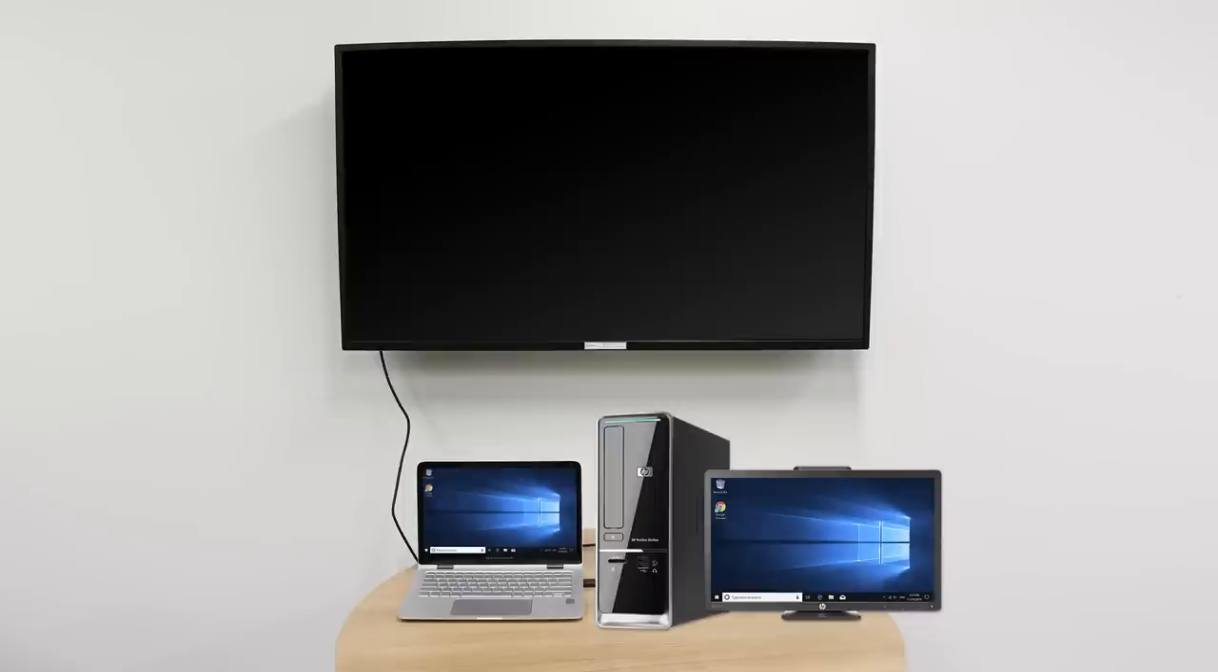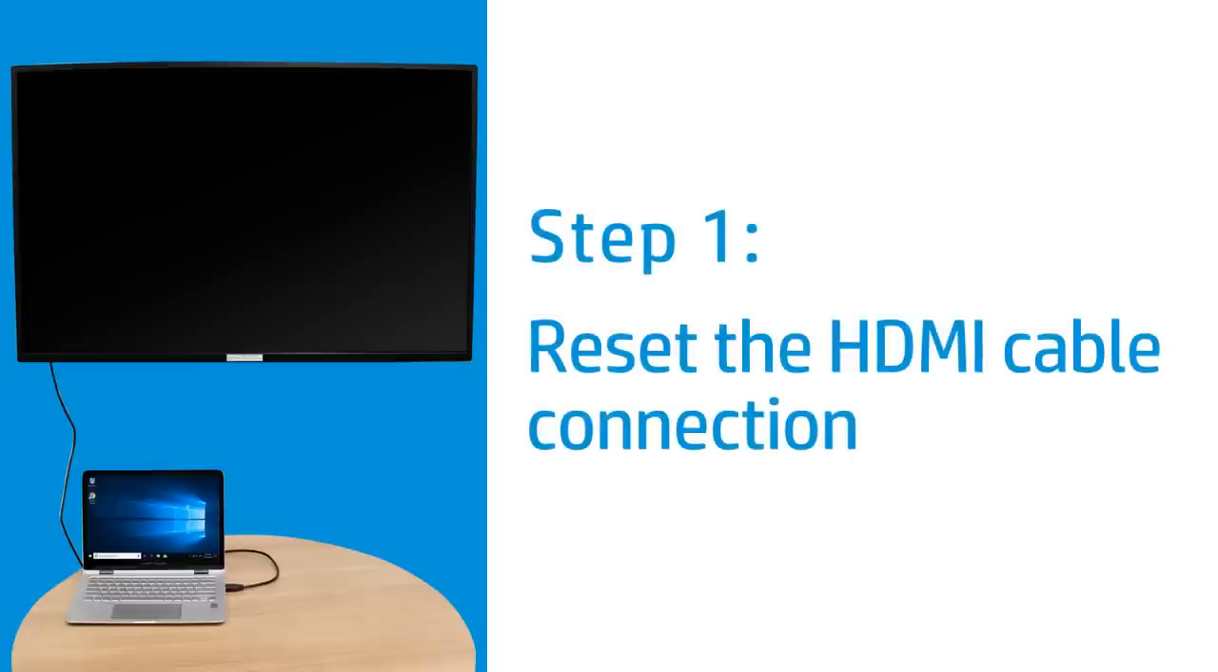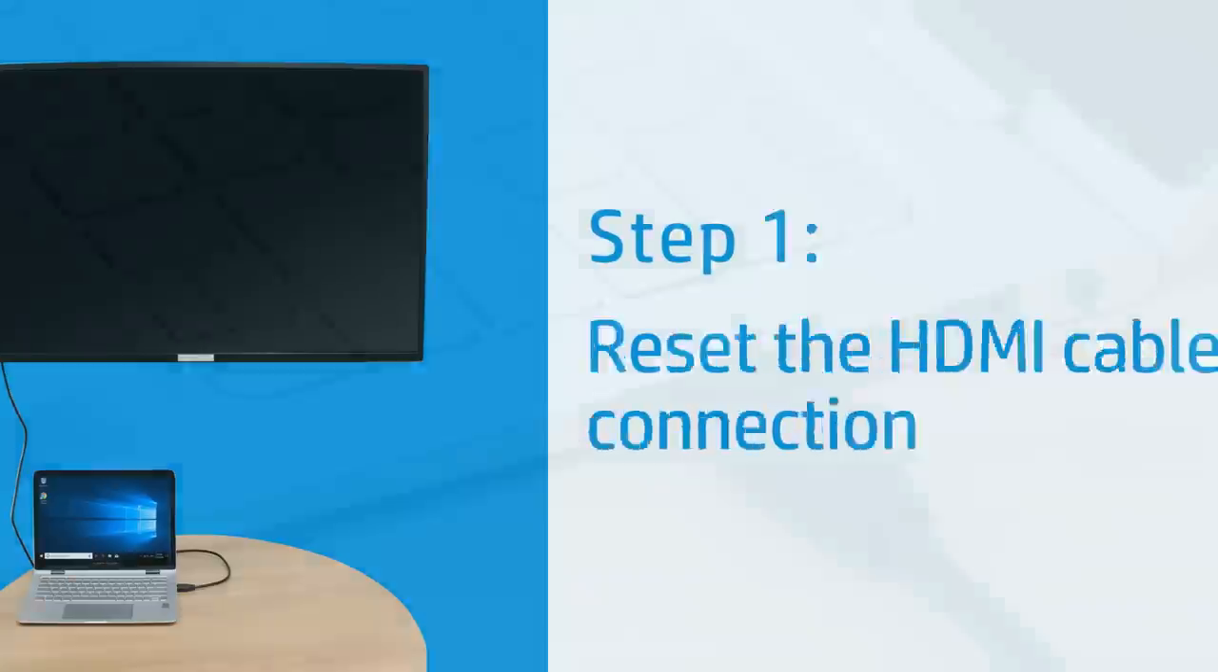Fix your computer when it is connected to a monitor with an HDMI cable, but the screen display or sound does not work correctly. Disconnect and then reconnect the HDMI cable to reset the connection.